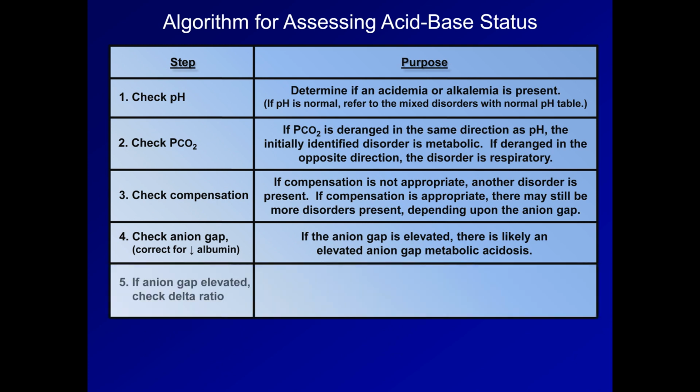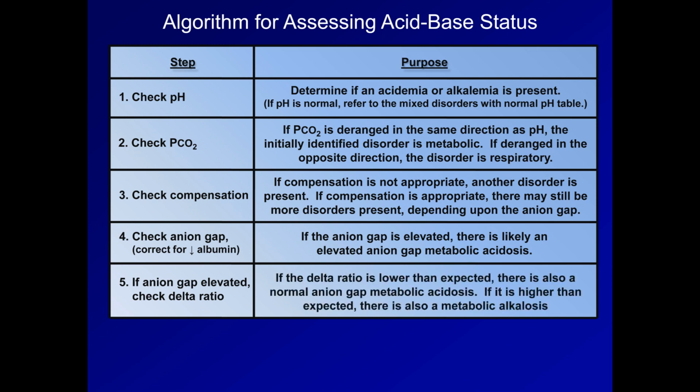Step 5. If the anion gap is elevated, always check the delta ratio. If the delta ratio is lower than expected, there is also a normal anion gap metabolic acidosis. If it is higher than expected, there is also a metabolic alkalosis.